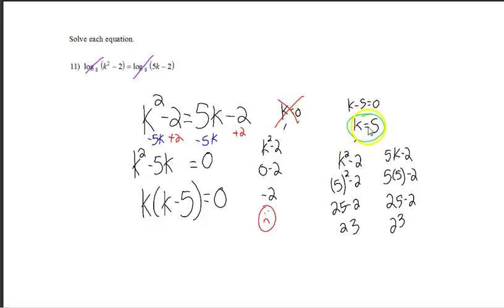Let's try 5. Luckily, when I put 5 into both the insides, I end up getting a non-zero number and a number that's positive, which means it's a good solution. So I thought I had 2 answers. Turns out I only have 1.